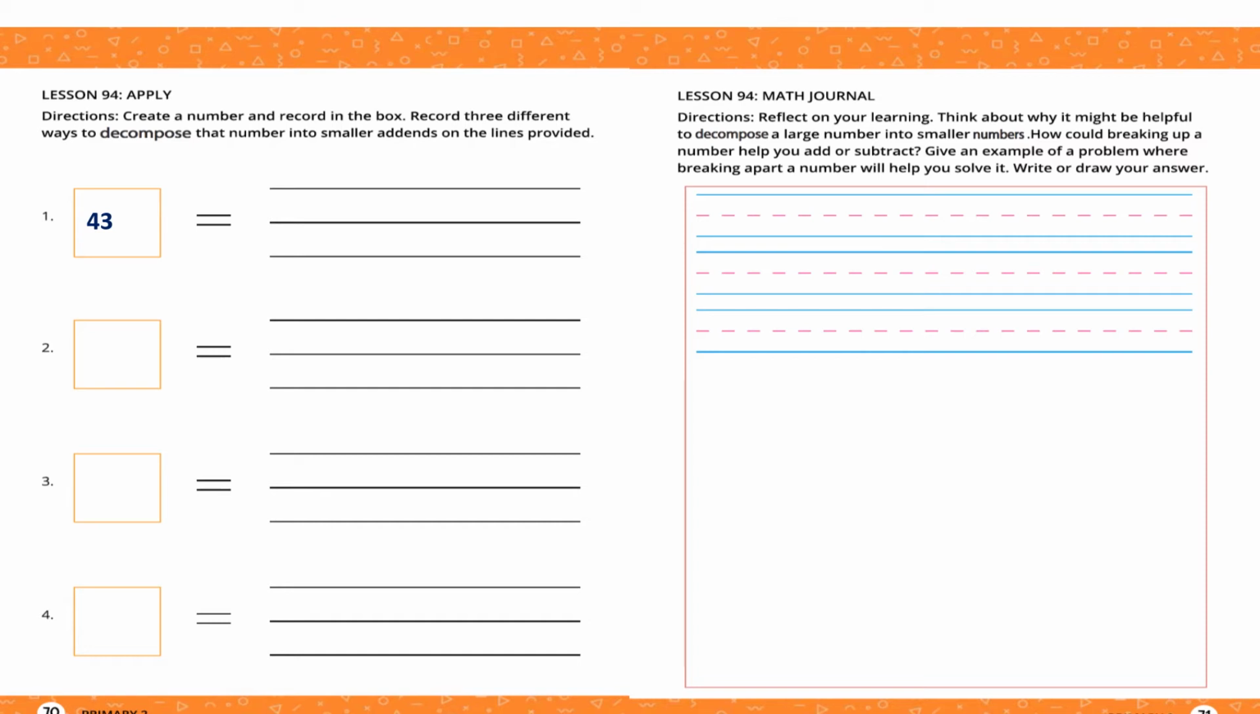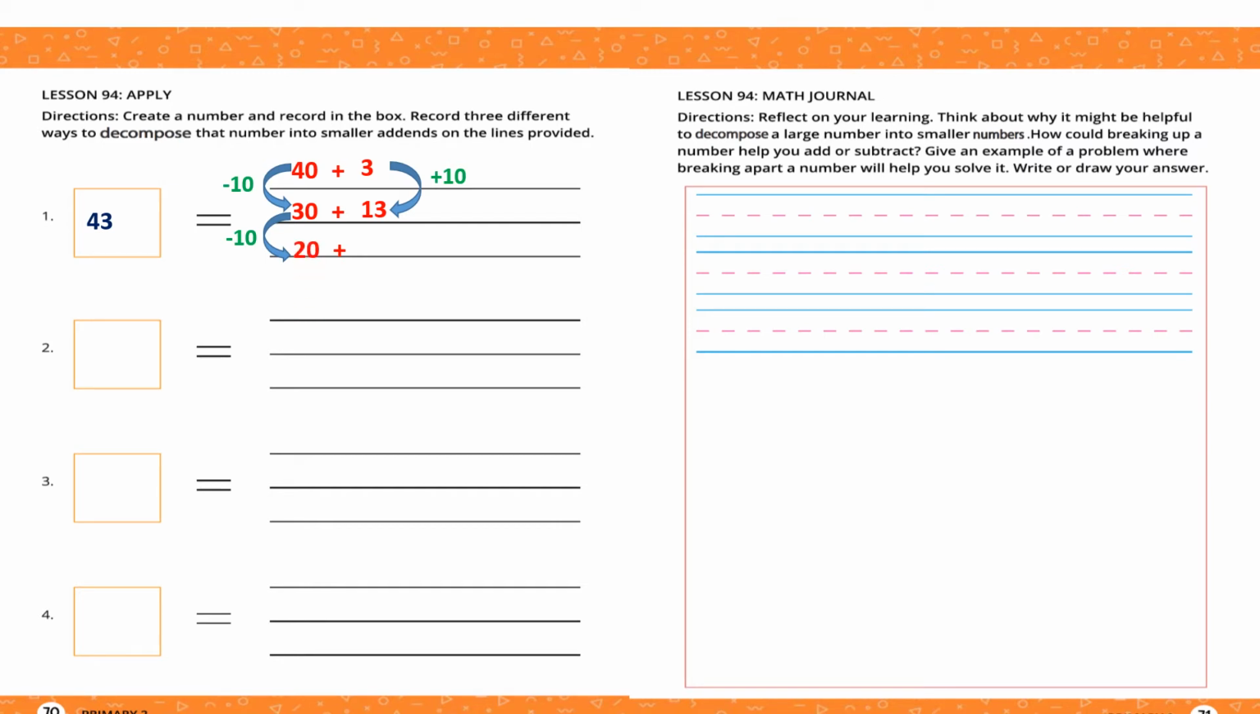First, we will decompose 43 into 40 plus 3. Now, if we subtract 10 from 40, 40 minus 10 equals 30. So we have to add the same number to the second addend. We subtracted 10 from 40, so we must add 10 to 3. 3 plus 10 equals what? Equals 13.